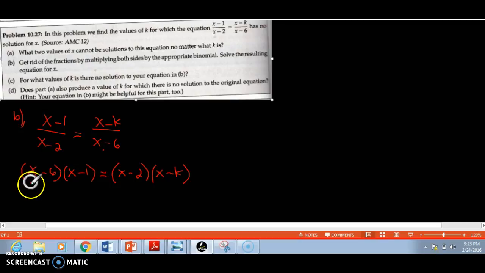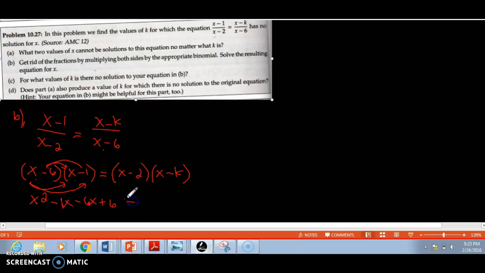So this x here, you multiply to your x. Okay, so that becomes x squared. And this same x, you multiply to negative 1, and that will give you minus 1x. And this negative 6, you're done with the x. Now you multiply negative 6 by x, negative 6x. And then negative 6 times negative 1, you have plus 6. Okay, that is that one side there.